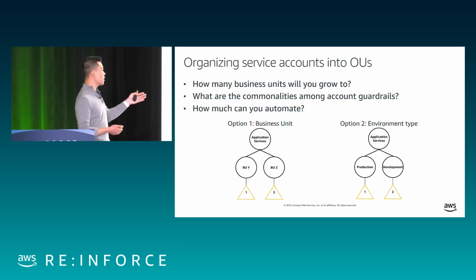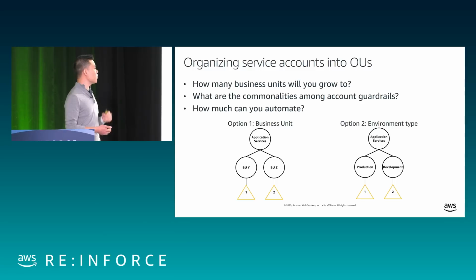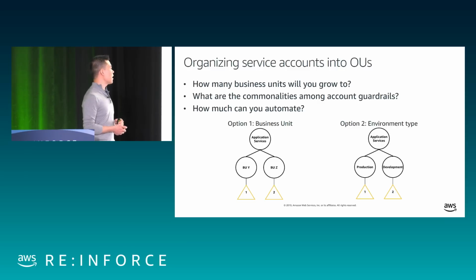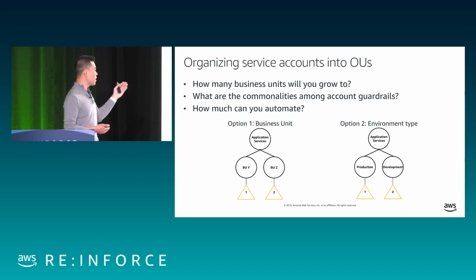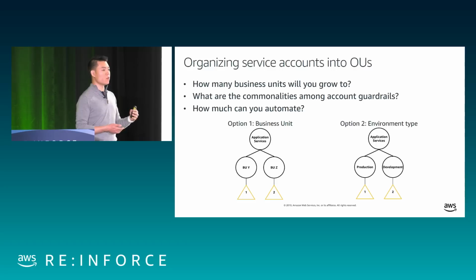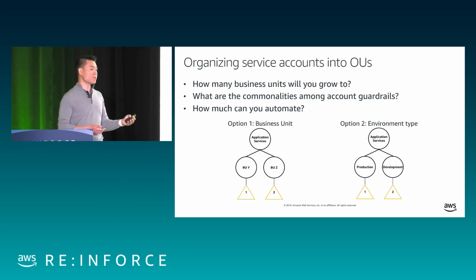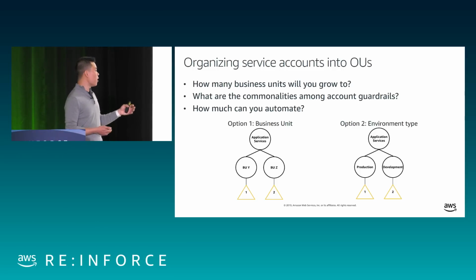You can see over here, I've introduced two different ways in which you can think about grouping your accounts, in this case under the Application Services OU. On the left side, we talk about grouping them by business unit. Over here, I may have Department Y and Department Z, and all of the accounts owned by Department Y grouped together, and all of the accounts owned by Department Z grouped together. This gives me a really good way of looking at my organization and very quickly seeing all of the accounts that are owned by a particular business unit, and all of the accounts that are owned by another business unit.